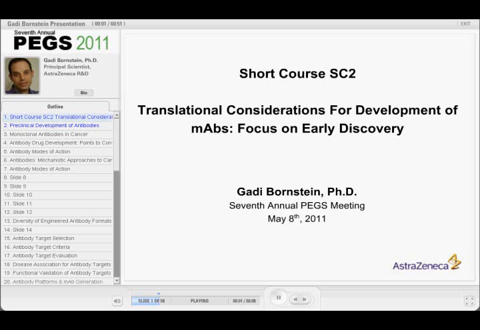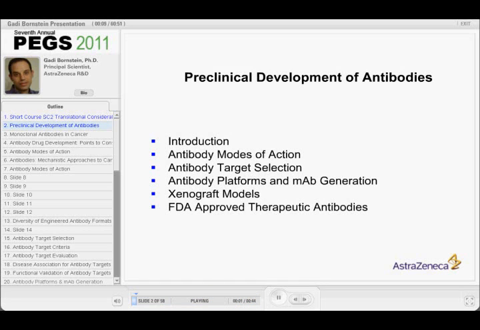So, as Mohammed had alluded to, I'll be talking on really the early discovery aspects of antibody drug discovery. So, what I have here is essentially the outline of my talk. I have an introduction, and then I'll discuss several aspects of antibodies.